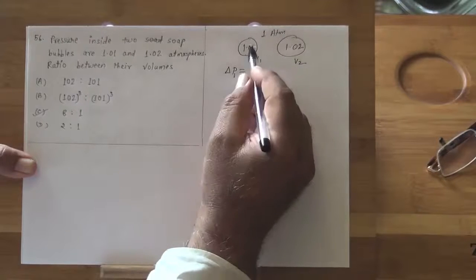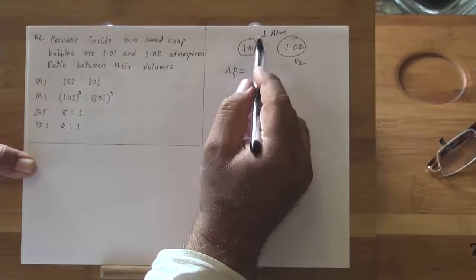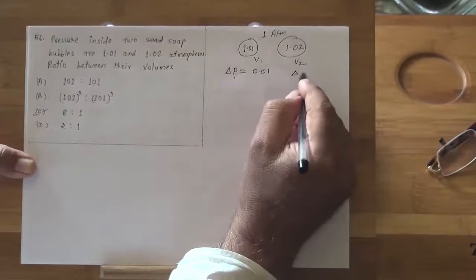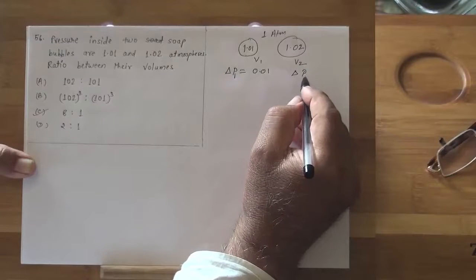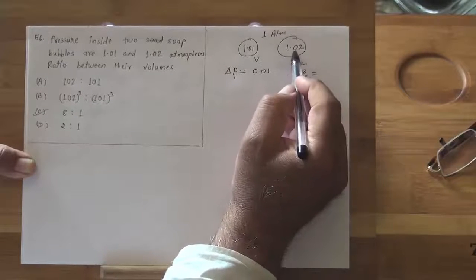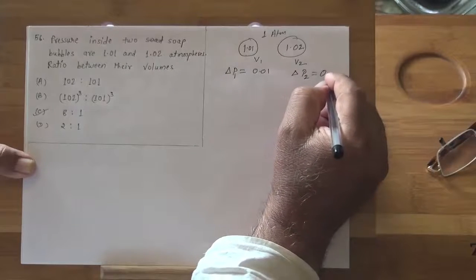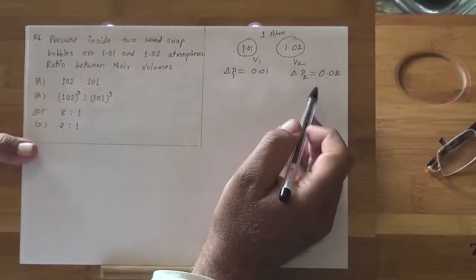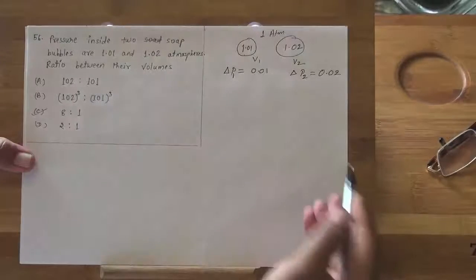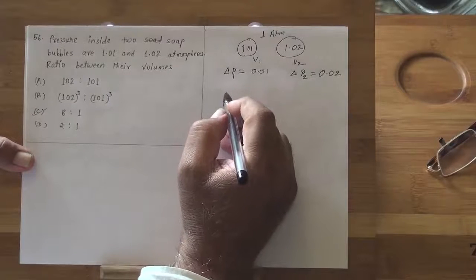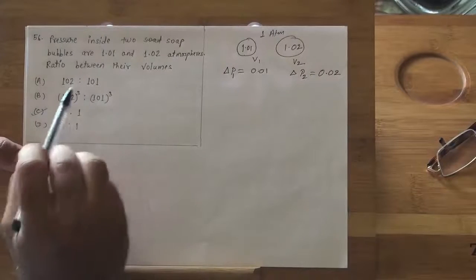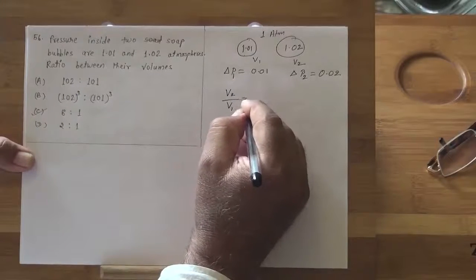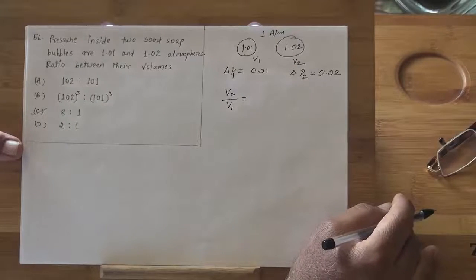In bubble 1, the excess pressure is 1.01 minus 1, that is 0.01, and the excess pressure in bubble 2 is 1.02 minus 1, that is 0.02. These are the excess pressures. Now what are we supposed to find out? The ratio between their volumes, that is volume 2 to volume 1. How should we proceed?